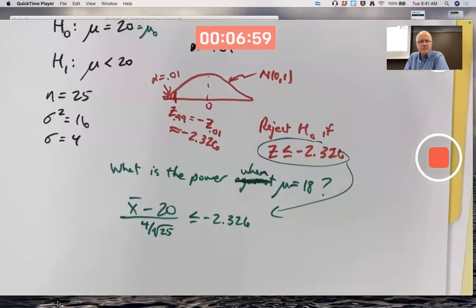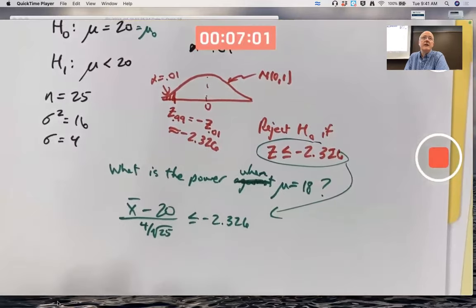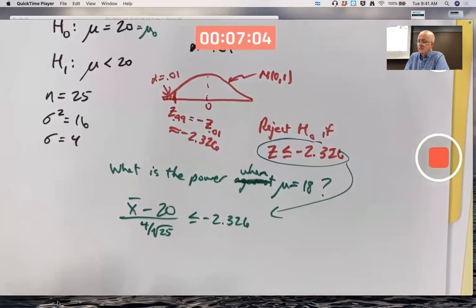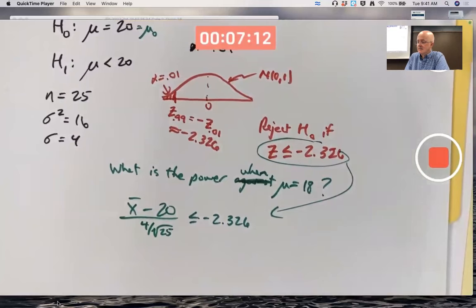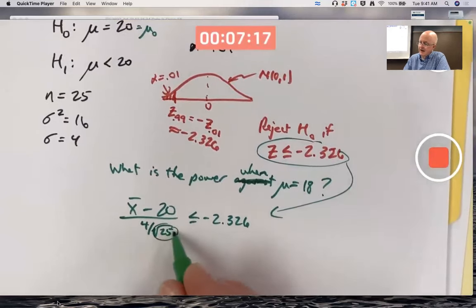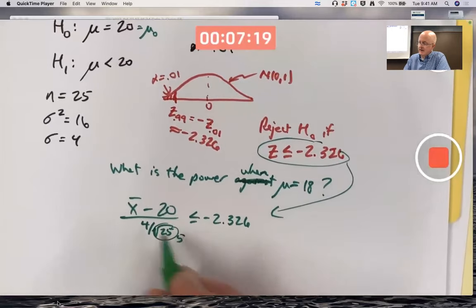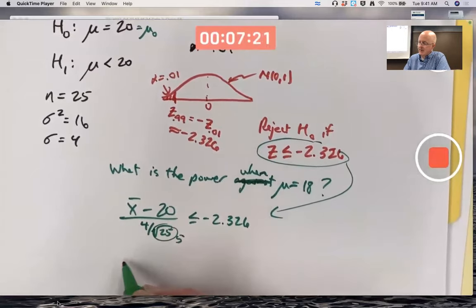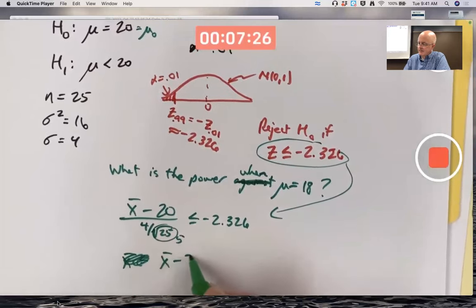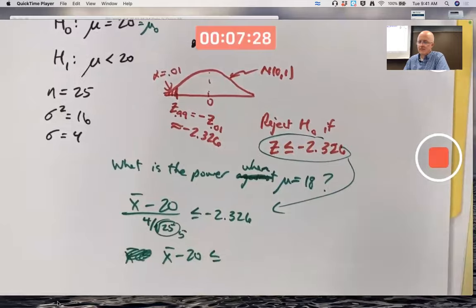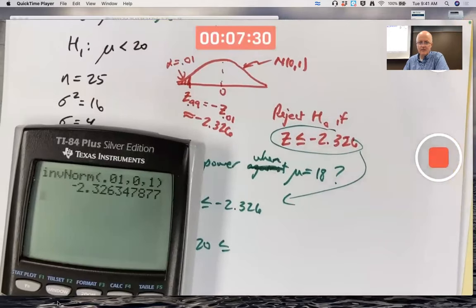I've got to solve this inequality for X bar. What's the corresponding simple inequality in terms of X bar? It's X bar less than or equal to something smaller than 20. What is it? Well, the square root of 25 is 5, making this a 4/5. Multiply both sides by 4/5, 0.8.